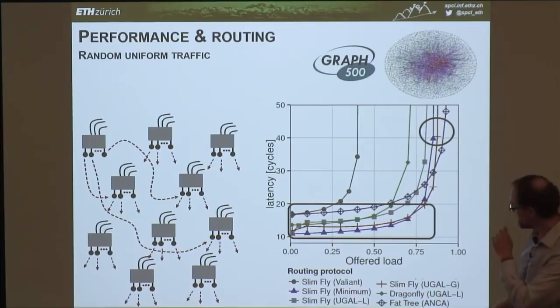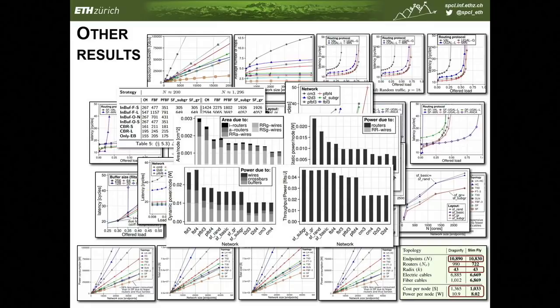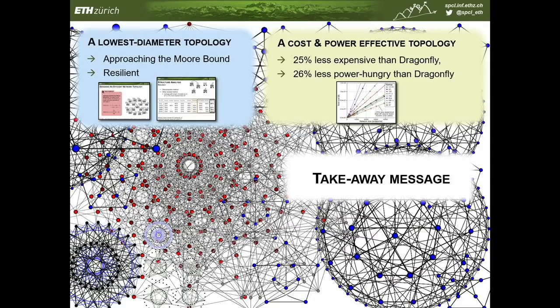And then I could show you a large number of other plots that you can find in the paper. But I guess that's probably not appropriate here. And I want to wrap up briefly with a couple of takeaway messages. So first takeaway message is that we now have a lowest diameter topology in the sense that we now approach the Moore bound. It's going to be very hard, if not impossible, to improve upon the cost of this topology because, well, it's the theoretical bound that we cannot make much better, and it is resilient.